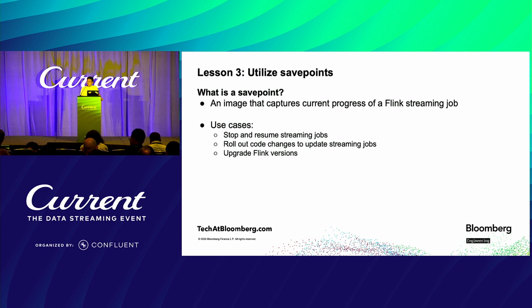There's a couple of use cases for using this. You can use it to pause and resume your streaming applications. You can use it to roll out code changes, which often involves application restarts. You can also use it to upgrade your Flink versions when the time comes.